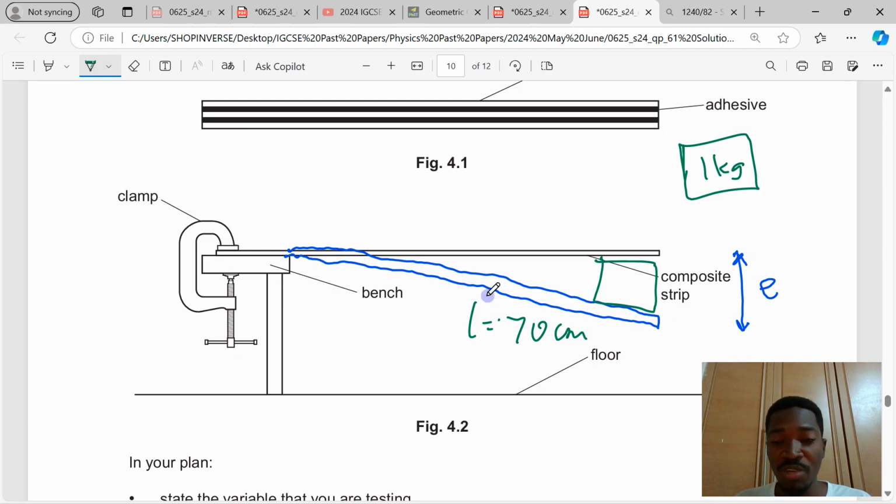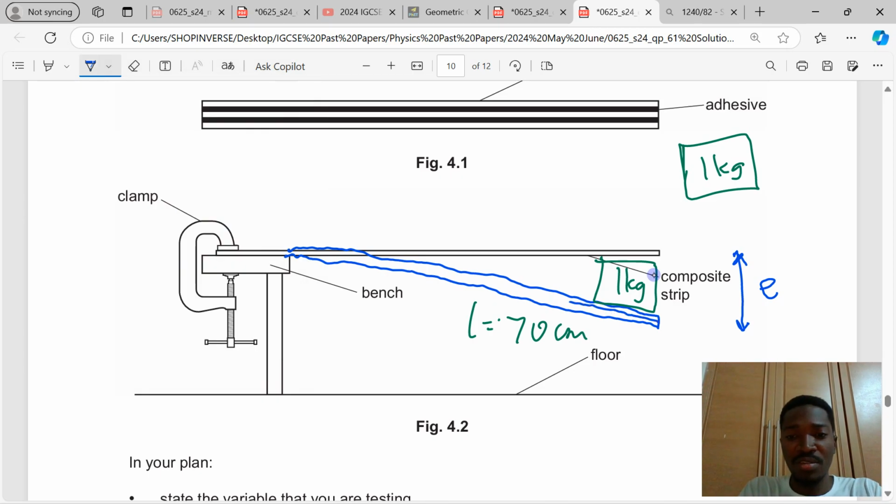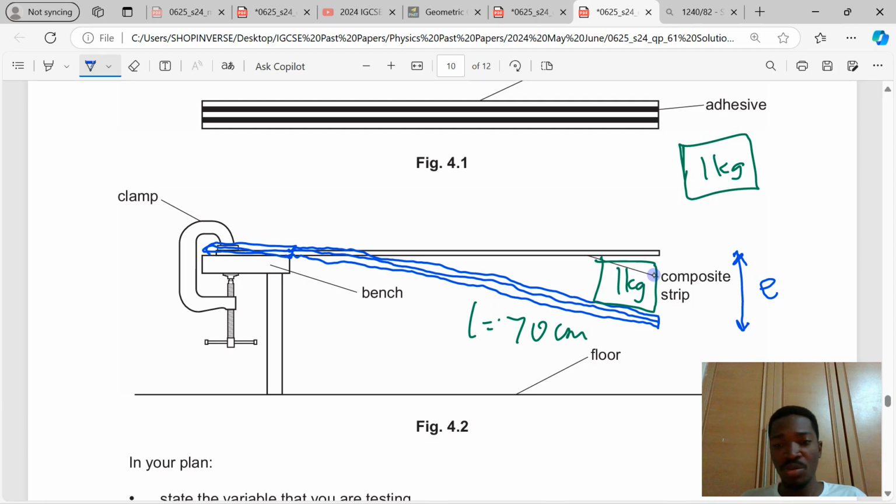And if it is the length of wood you are increasing, then you must use one particular load. When you are changing one value, every other value will be kept constant. So the mass of the load must be 1 kilogram throughout, and the number of strips of wood must also be constant. If you are using a composite material that has only 2 strips of wood, it is that 2 strips of wood you would use throughout the experiment. You don't increase the number of strips of wood.